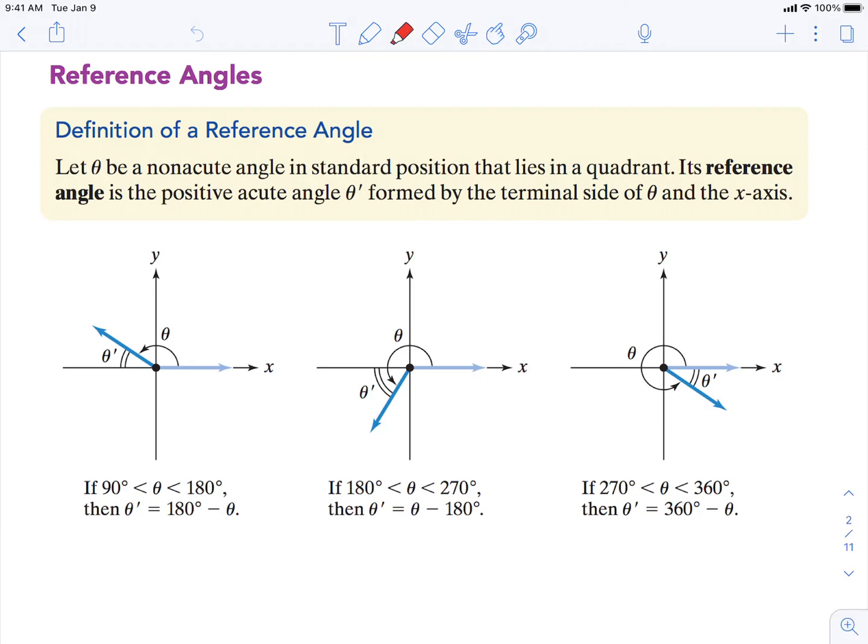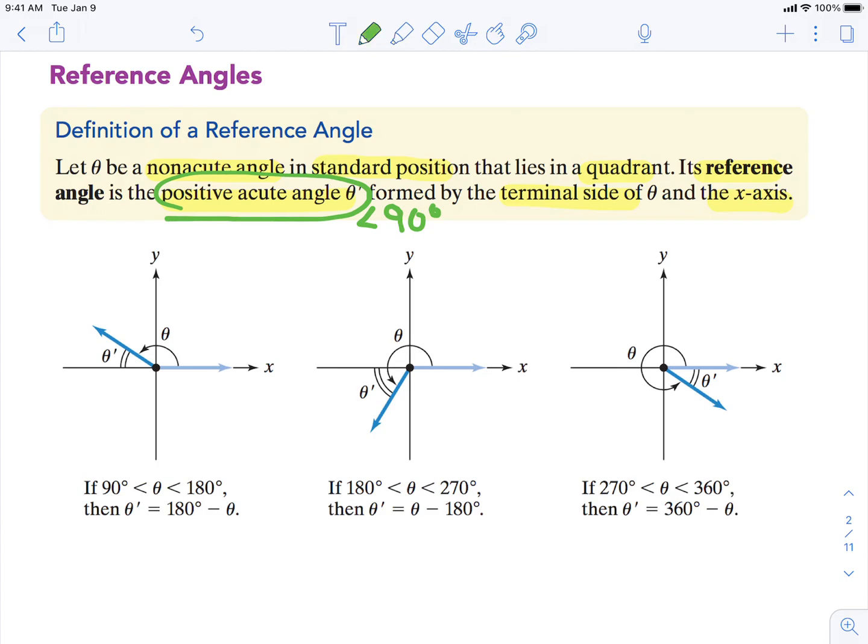All right, in this yellow box is the definition of a reference angle. The definition is we want to let theta be a non-acute angle. So non-acute would be something greater than 90 degrees, falling in standard position that lies in a quadrant. The reference angle is a positive acute angle theta prime. So our reference angle has to be less than 90 degrees, and it's formed by the terminal side and the x-axis.